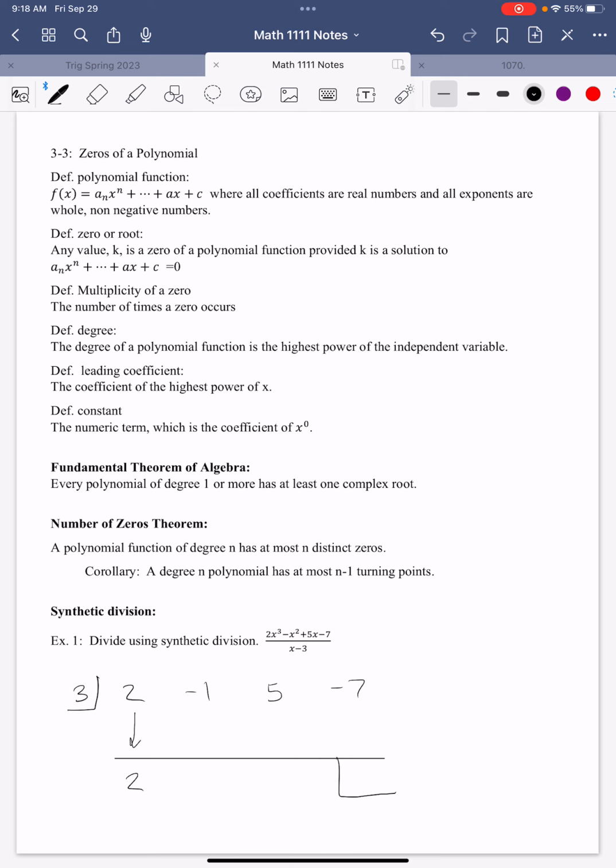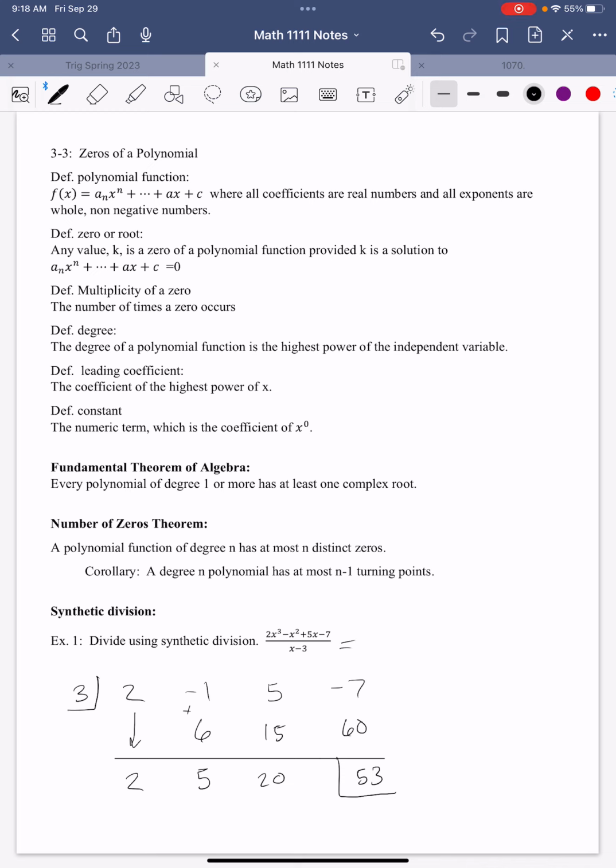Multiply the number out front by the number below the bar and put it under the next term. Then we add straight down. And once you've done that, you just repeat the algorithm. Now that's the side work.